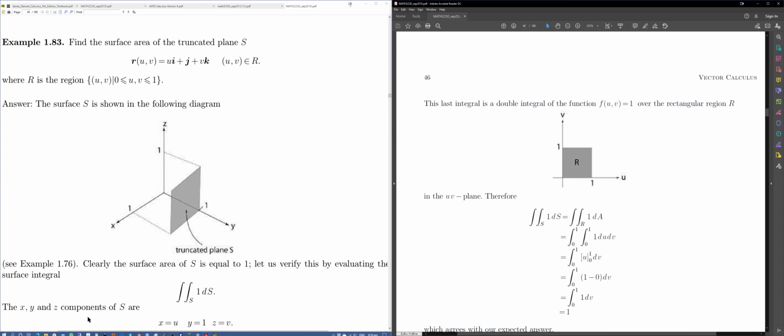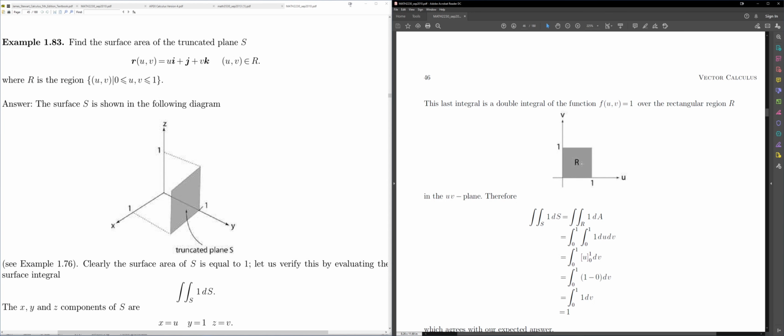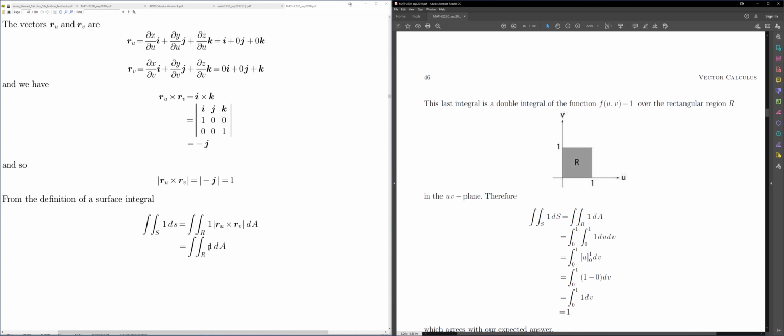So this R over here is the same R that I'm talking about over here. This is R also, it's just a different diagram for it. So it's the same R, and my surface integral turns out to be equal to the double integral of 1 over this square region. Now this is square, is rectangular, so to do this, you can integrate with respect to v then u, or u then v.